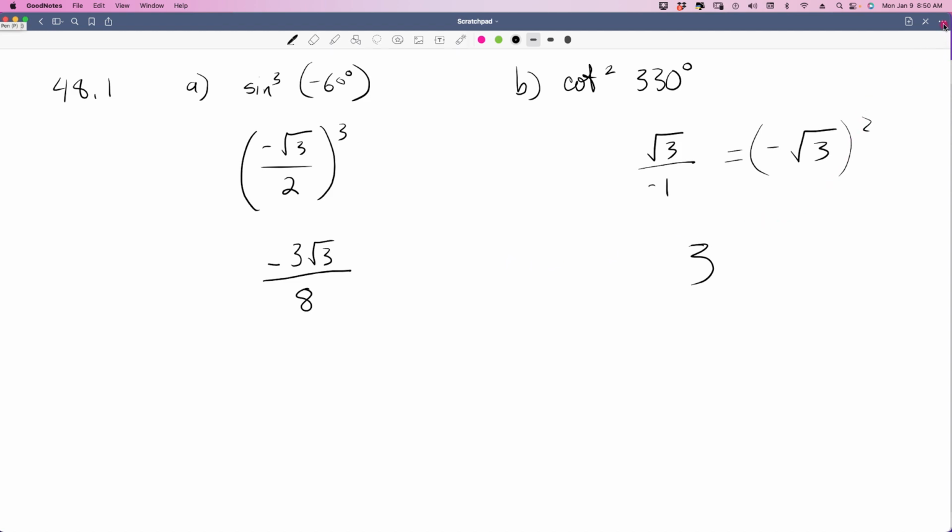48.1. Let's do 48.2. So 48.2, it says we want to evaluate the cosecant squared of -405 degrees minus the tan squared of 45 degrees.